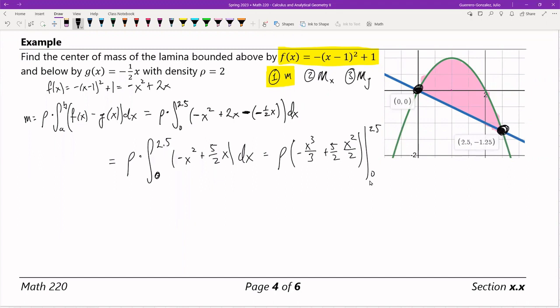And if you do this appropriately, I'm going to compute it out. Rho we know is 2, times minus 2.5 cubed over 3 plus 5 times 2.5 squared over 4. All of this is equal to 5.20833 repeating. So we have our final mass, our total mass for our shape.